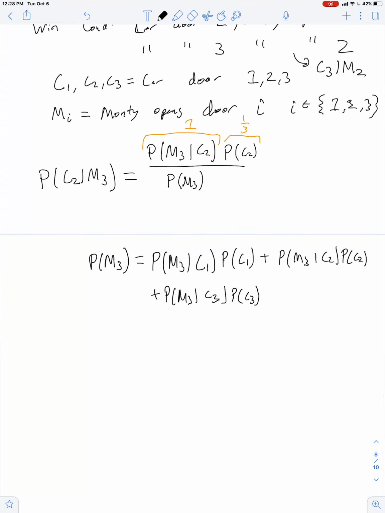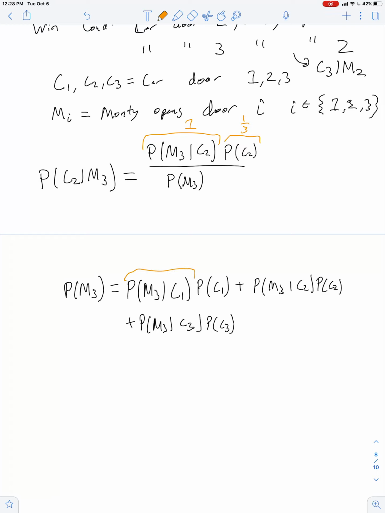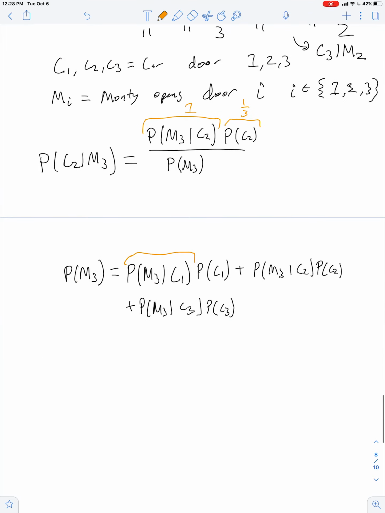Which is that by LOTP, right? So I'm just conditioning on where the car is. What's the probability that Monty opens door 3 given that the car is in door 1? Well, remember, if the car is in door 1, Monty's never going to open door 3 because he's crawling to door 2. So that's actually 0.